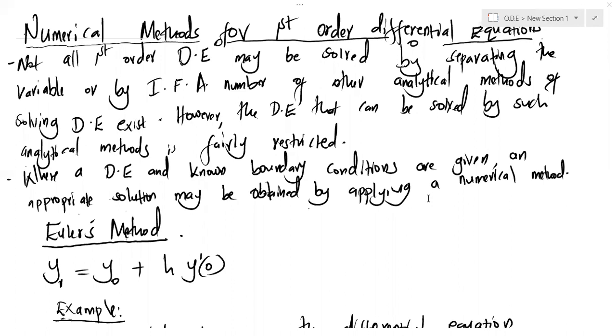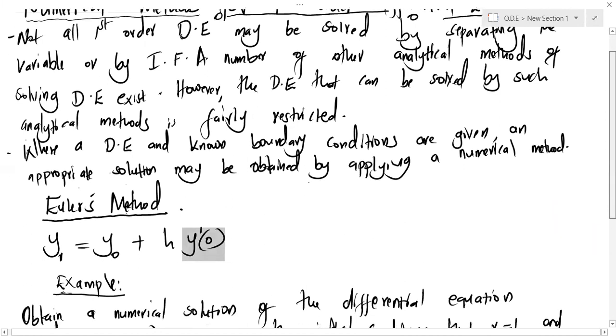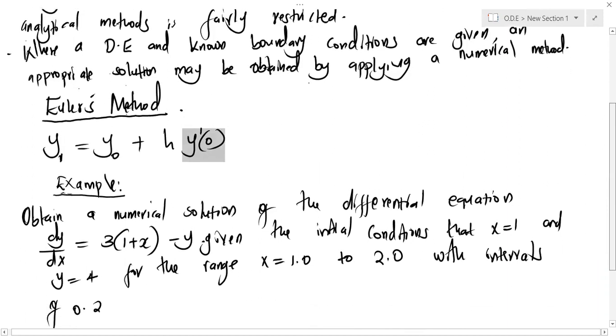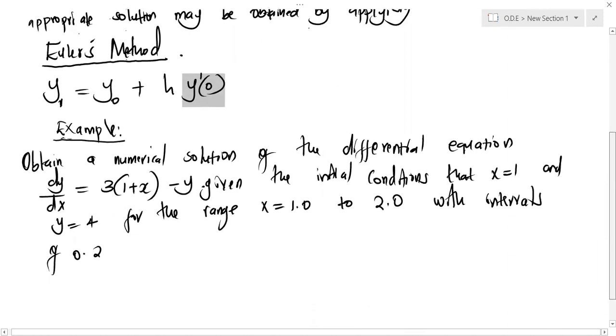Where a differential equation and some known boundary conditions are given, an appropriate solution may be obtained by applying a numerical method. So I want us to start by looking at Euler's method. Now, Euler's method is derived from the Taylor series. So it is given by y1 is equal to y0 plus h y prime of 0, where h is the given interval.